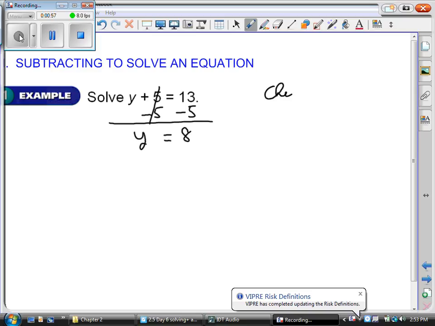Ideally, we want to go back and check this answer in the original equation, y plus 5 equals 13, by substituting 8 for y and seeing if it works out to be a correct solution. And in fact, it does, because 8 plus 5 is 13, and the left side equals the right side. And so as you can see here, we check. Let's move on to the next problem.